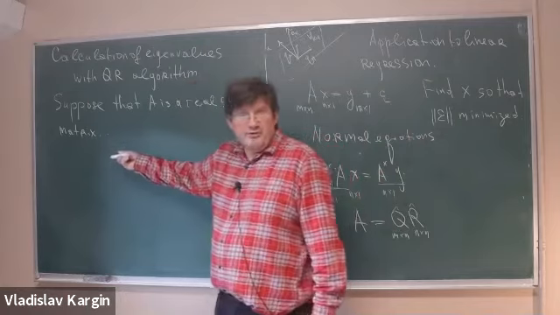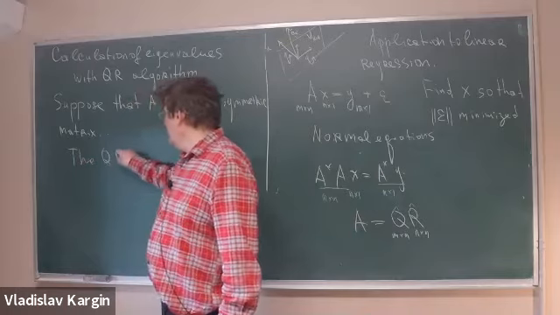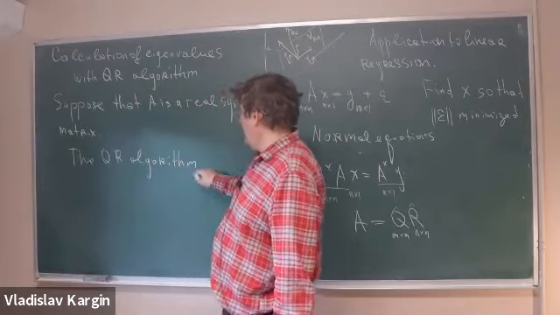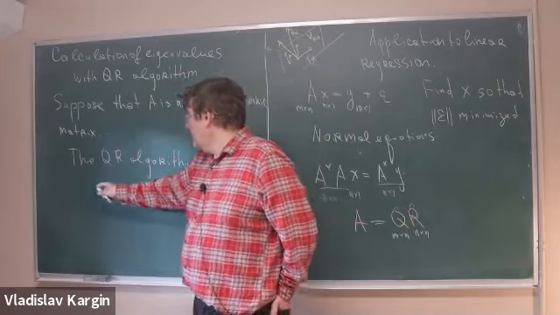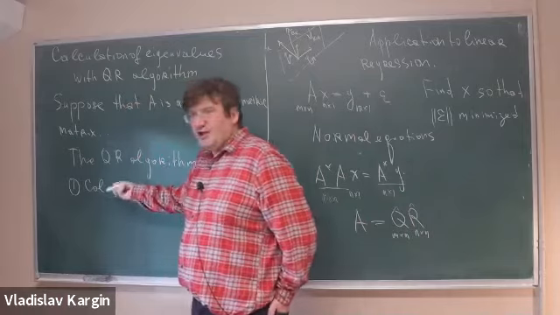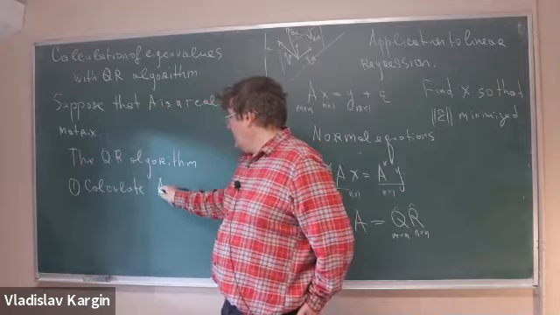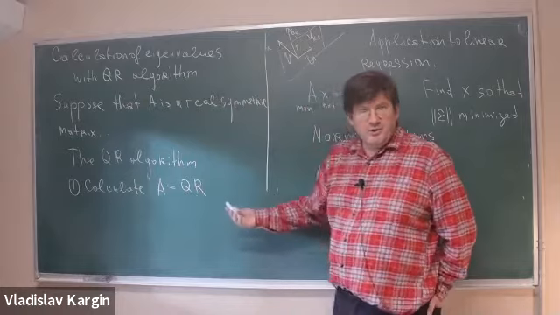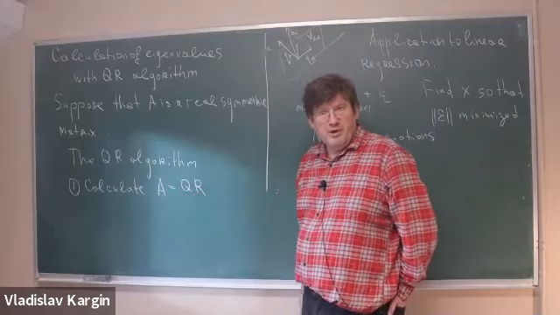Okay, let me just give you the algorithm, the QR algorithm. First, initialization: calculate A is equal to QR. This is a QR decomposition, QR factorization, and it doesn't matter whether full or reduced because it's a square matrix. So it's the same.